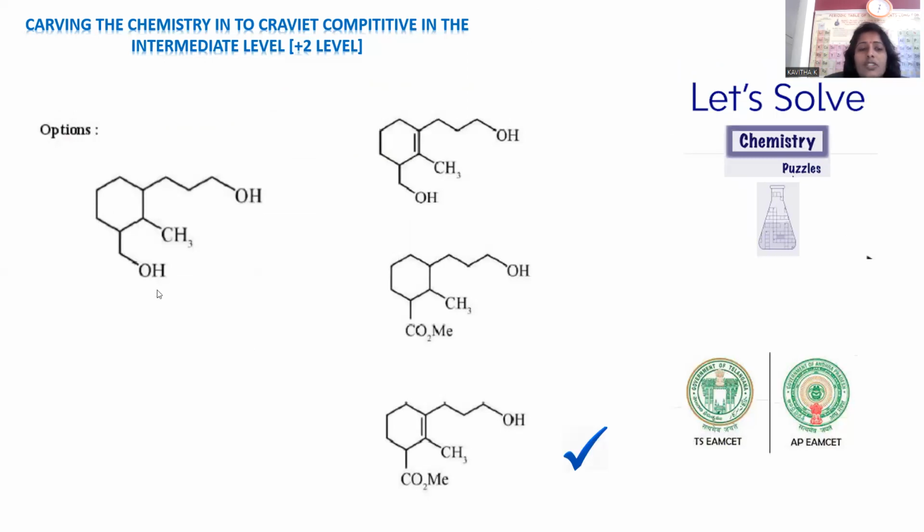So many options are given here. In option number 1, all 3 unsaturated fragments got reduced. In the second one, only ester and aldehyde got reduced, unaffected with the double bond. In the third one, unaffected with the ester, double bond and aldehyde got reduced. In option number 4, only aldehyde got reduced, unaffecting double bond and ester.